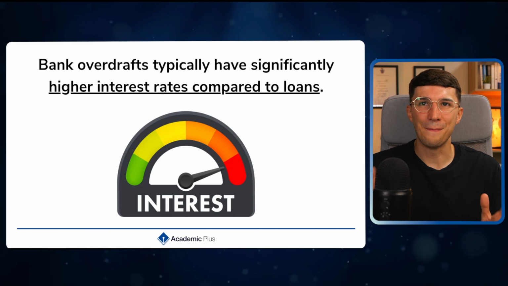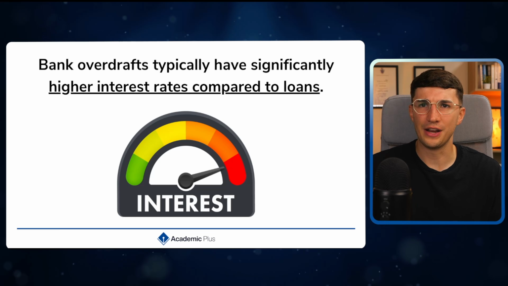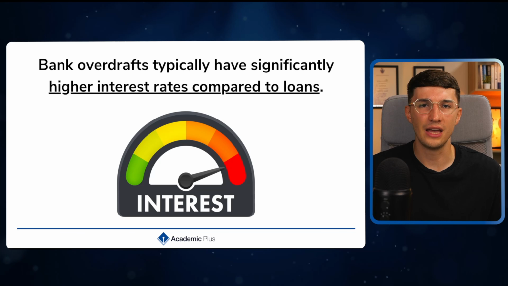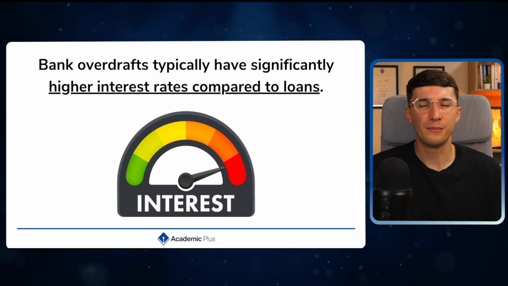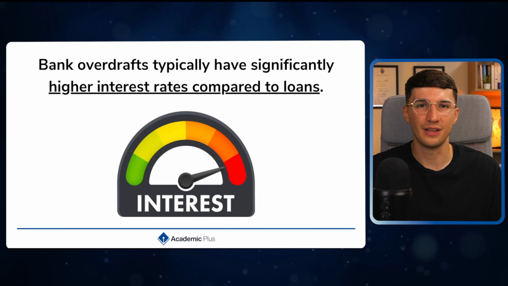So for example, a bank overdraft can have an interest rate of anywhere between 20 to 40% per year. But when we look at a bank loan, it's typically in the regions of 4 to 8% per year. And this is why it's a short-term borrowing facility, because you don't want to be in your overdraft for too long, otherwise those costs are going to start increasing.